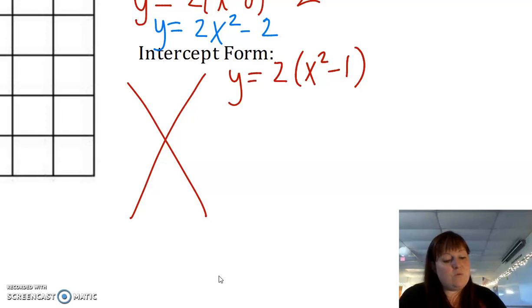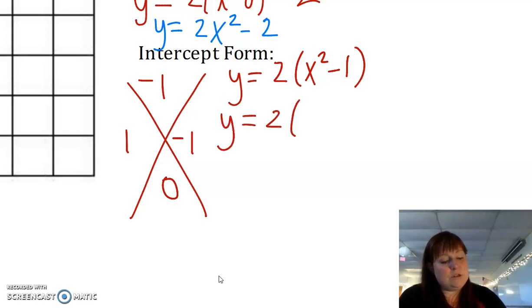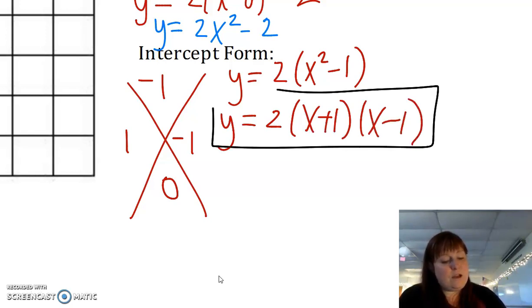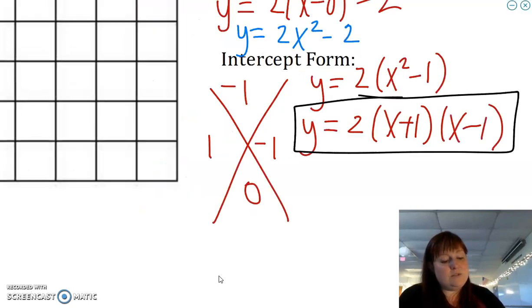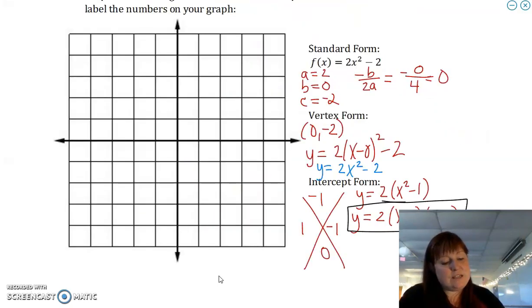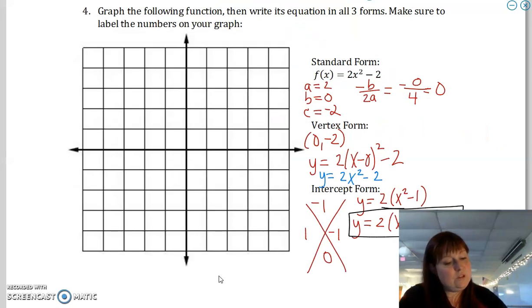Okay, so now we have our 2 pulled out, and we need to multiply to negative 1, a times c, and add to 0. So that would be 1 and negative 1. So this is y equals 2 times x plus 1 and x minus 1. So that's our intercept form. That means that it crosses at positive 1 and negative 1 and has a vertex at 0, negative 2.